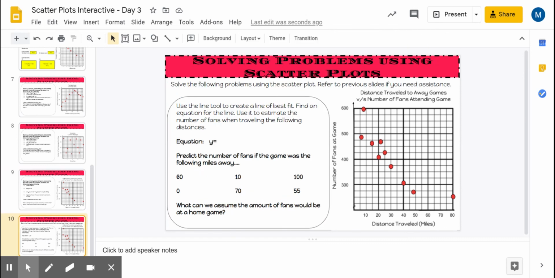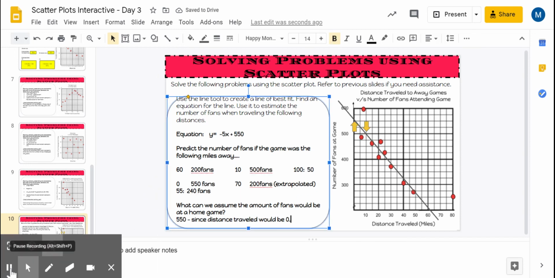Okay, last slide. We'll go ahead and try to get our line of best fit on there and find our coordinates and then answer these questions. Okay, good job if you endeavored to get through all those questions. That was a lot of work. So I brought some yellow arrows over to show where I counted my slope from. I got a slope of -5, y-intercept of 550.